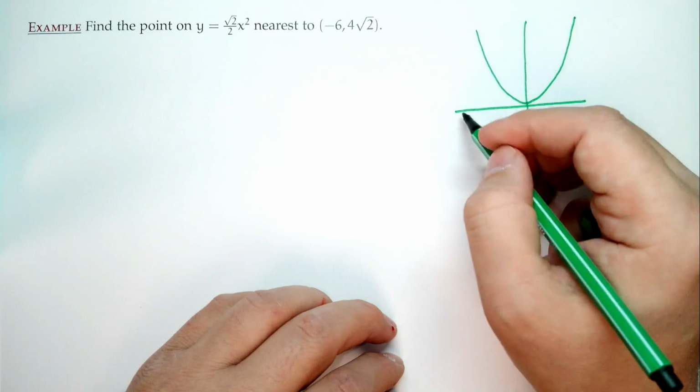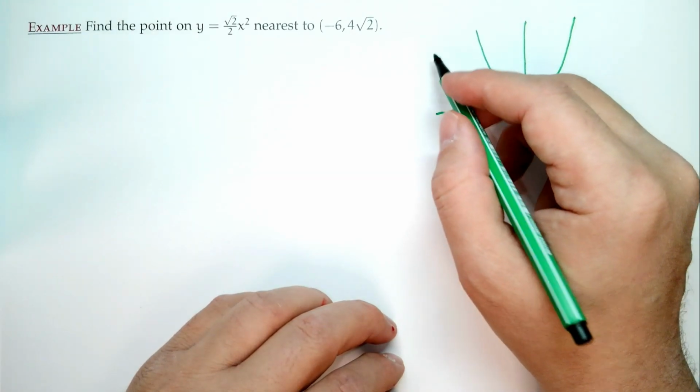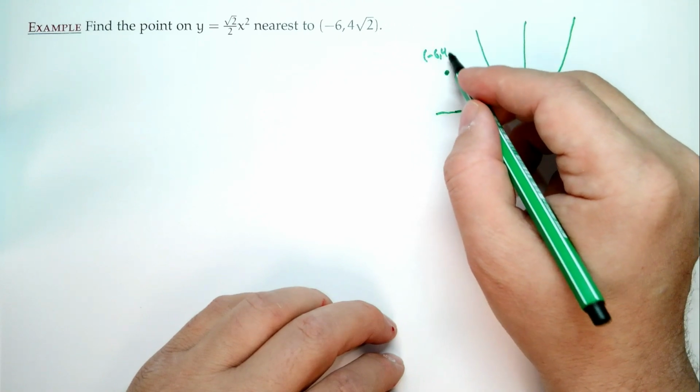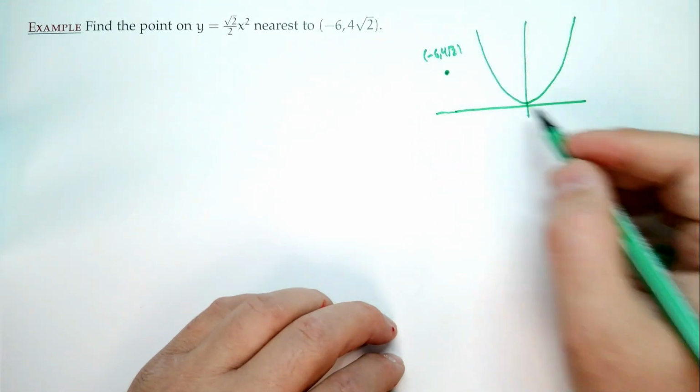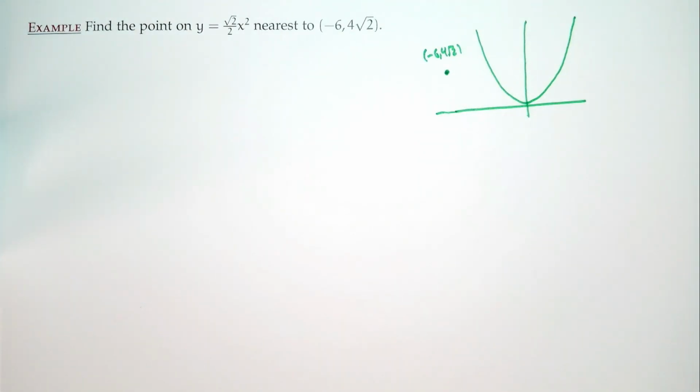And now we have this point somewhere over here, (-6, 4 root 2). And what we want to say is, among all the points on the parabola, which one is closest to that point right there? So, how do you find that? We need to find a function to optimize.